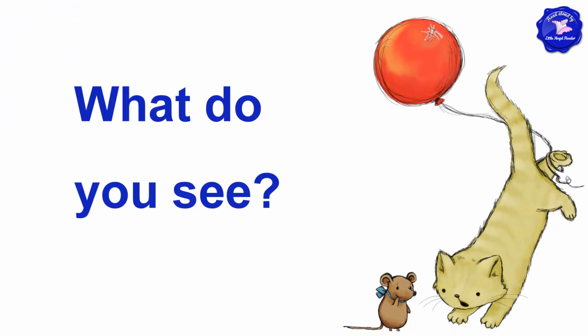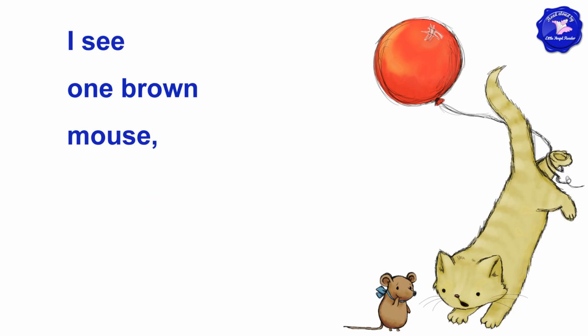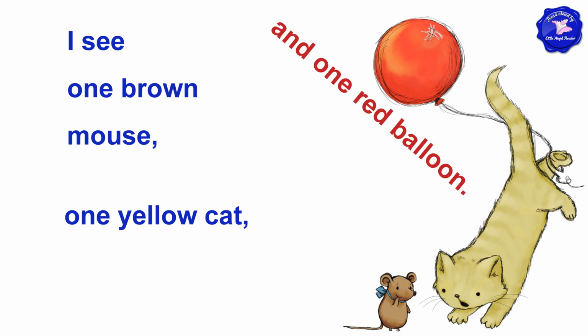What do you see? I see 1 brown mouse. Squeak, squeak. 1 yellow cat. Meow. And 1 red balloon.